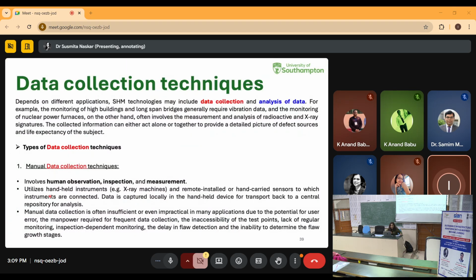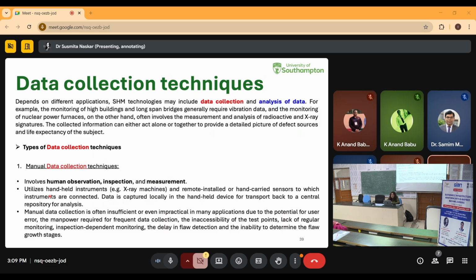And among those, the first one always comes around the data collection techniques. So we will try to understand the data collection techniques which will form the foundation of the health monitoring. As we said, when we start the monitoring, the first thing which is very, very important for us is what to monitor. And when we say what to monitor, then definitely data is something which we need to monitor.